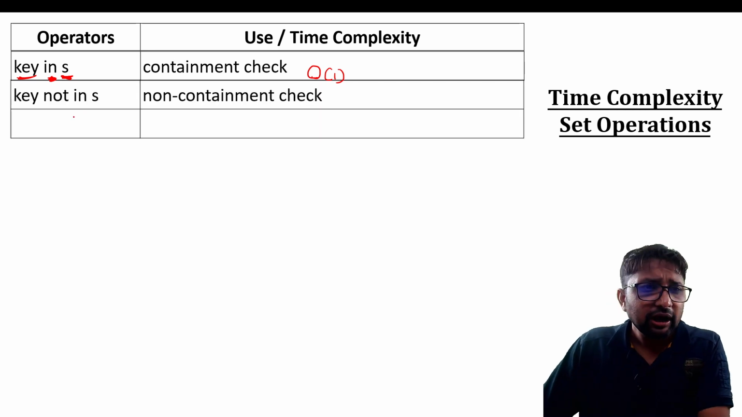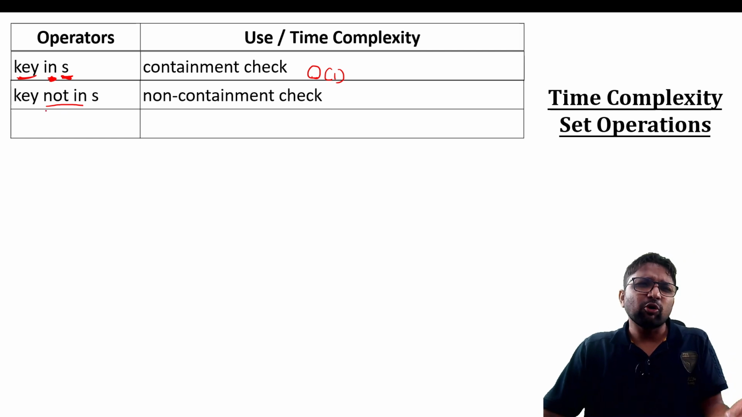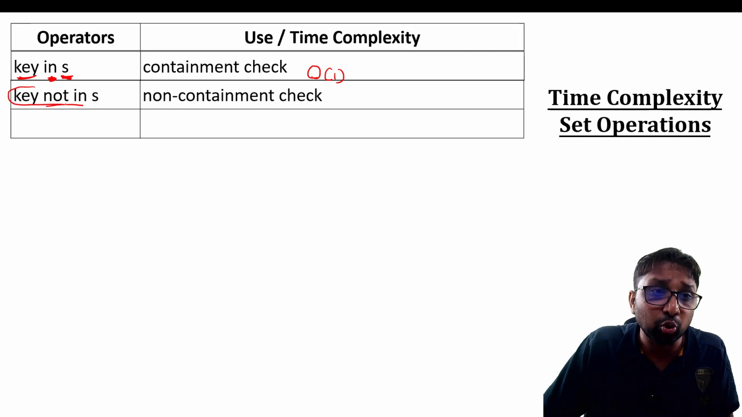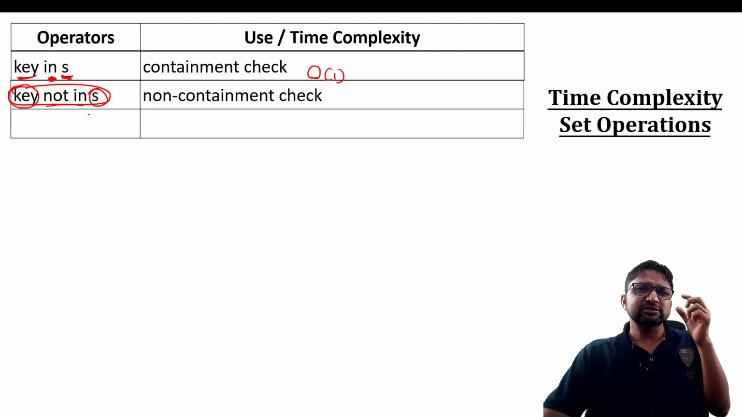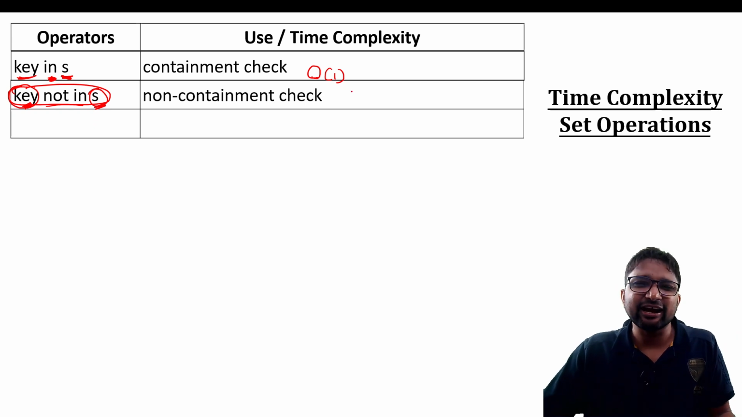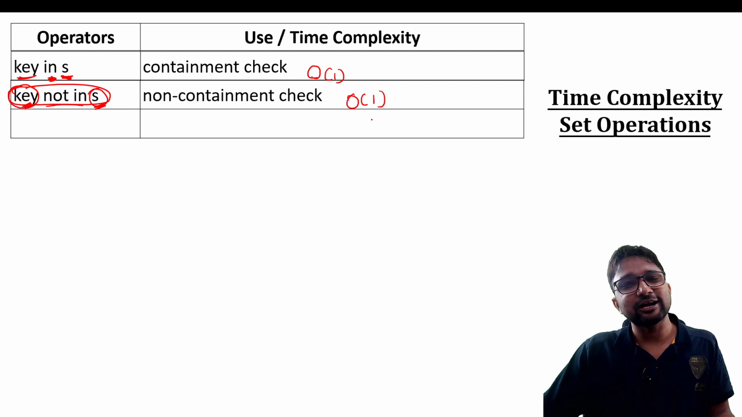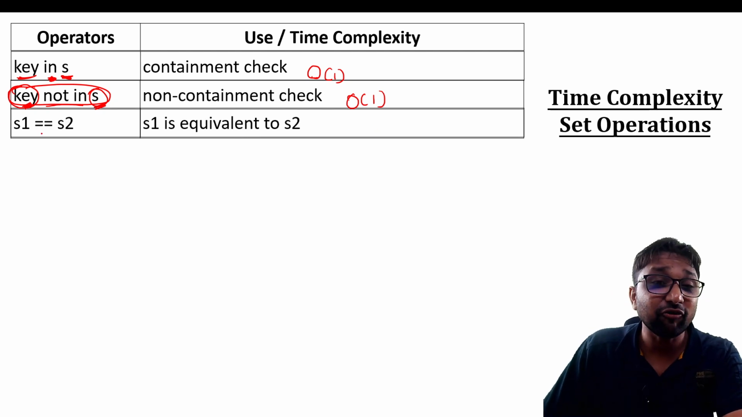Another operation is the not in operation. This statement will return true if the key value is not present in the set. So still this is searching we are doing. We are searching, and if the key is not present in S, then only we return true, but searching is still going on, and searching again will take constant time to perform.